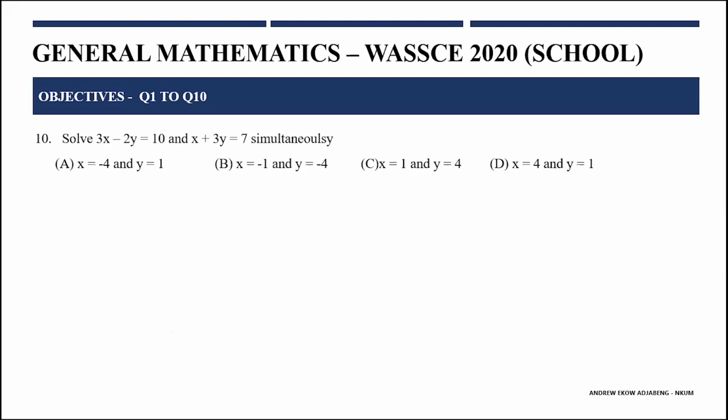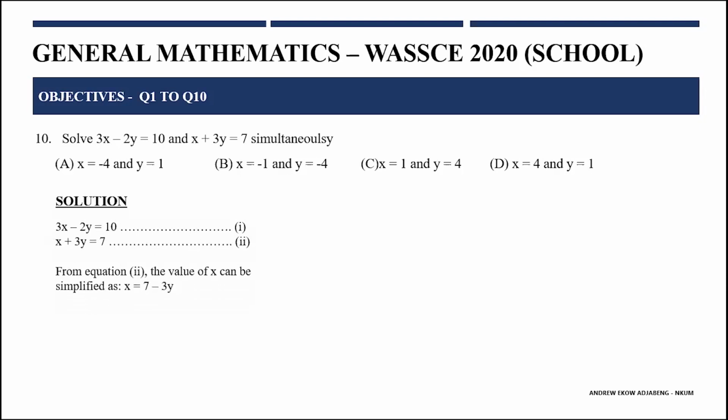The next one deals with a simultaneous equation problem. So we have the question read as: solve 3x minus 2y equals 10 and x plus 3y equals 7 simultaneously. These are the possible solutions. Let's look at our correct solution. So the first equation becomes equation 1, the second equation 2. Then we find the value of one of the variables. In this case, we want to find the value of x in equation 2. So x here becomes 7 minus 3y, since equation 2 was x plus 3y equals 7, as we can see.